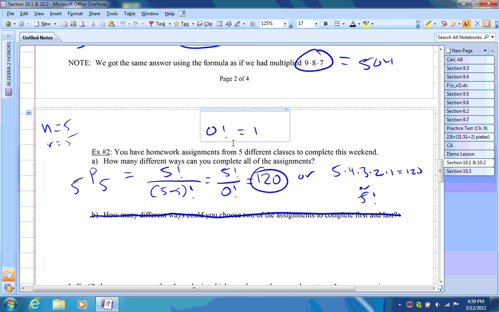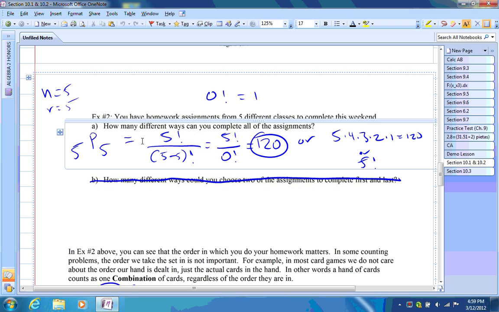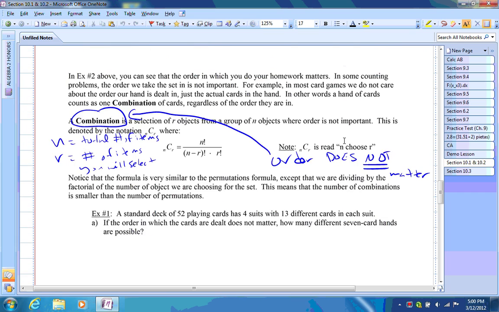Not sure if I mentioned this in all the classes, but 0 factorial just equals 1. So in this case, how many different ways can you complete all the assignments if you have 5 homework assignments to do? So obviously N is 5, and you're going to choose all 5 assignments to do. So if you do a permutation, you would get 120 in this case. Or you do 5 times 4 times 3 times 2 times 1 using the multiplication counting principle. We also talked about combination, and that's where I'm going to pick things up from.